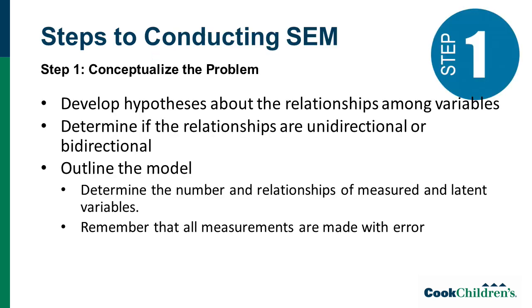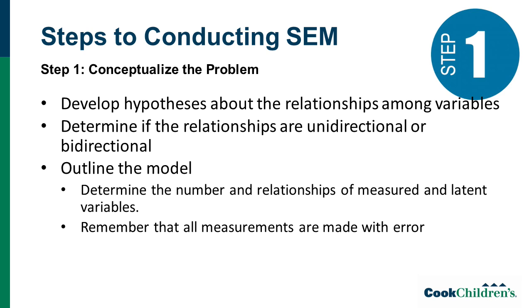All right, how do we get there? So let's talk about how to conduct an SEM. Using previous research and theory, we want to develop hypotheses about the relationship amongst the variables. These can be either direct or indirect, which are mediating, and unidirectional or bidirectional, as we saw earlier. Care must be taken in using variables that provide a valid and reliable indicator of the constructs under study.